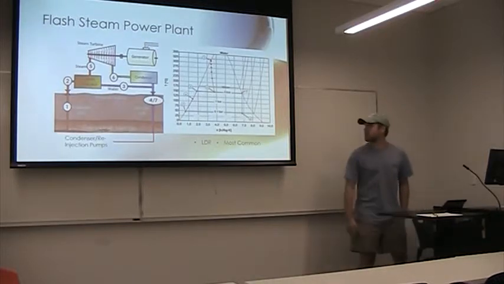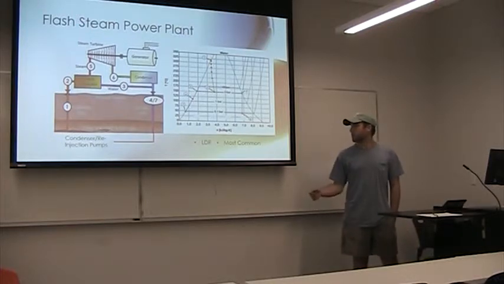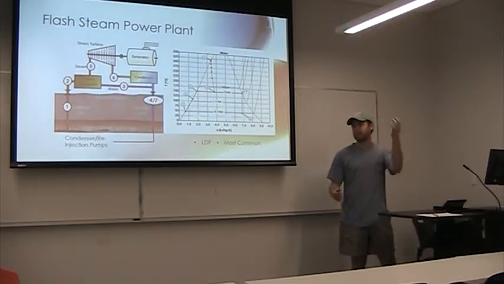This diagram is a single flash steam plant, and really the only difference between this and the previous one is that you have this steam separator. And the reason you need that is because the working fluid is coming out of the ground in the form of a vapor water or vapor liquid mixture. So you have to separate the vapor and then pump the liquid back into the ground.